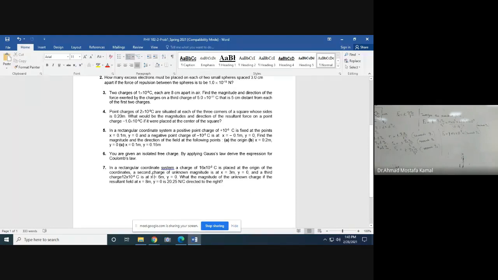In a rectangular coordinate system, a charge of this value is placed at the origin of the coordinates. A second charge of unknown magnitude is at x equal to 3 meter, y equal to 0, and the third charge of this is at x equal to 6 meter, y equal to 0. What is the magnitude of the unknown charge if the resultant field at x equal to 8 meter, y equal to 0 is 20.25 Newton per coulomb directed towards right?